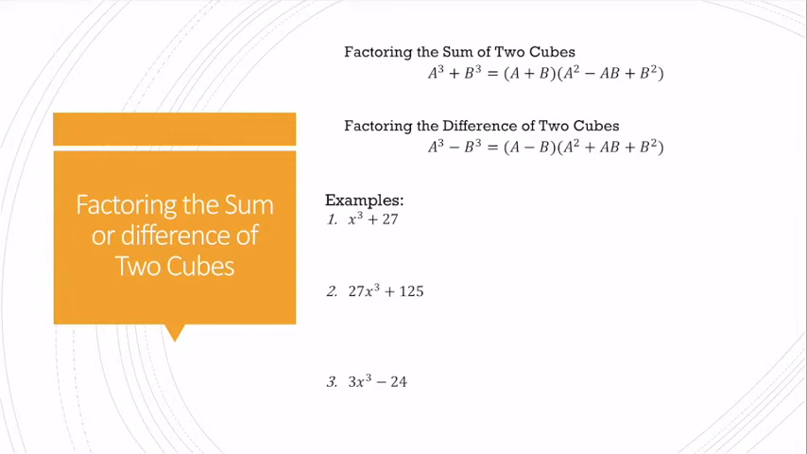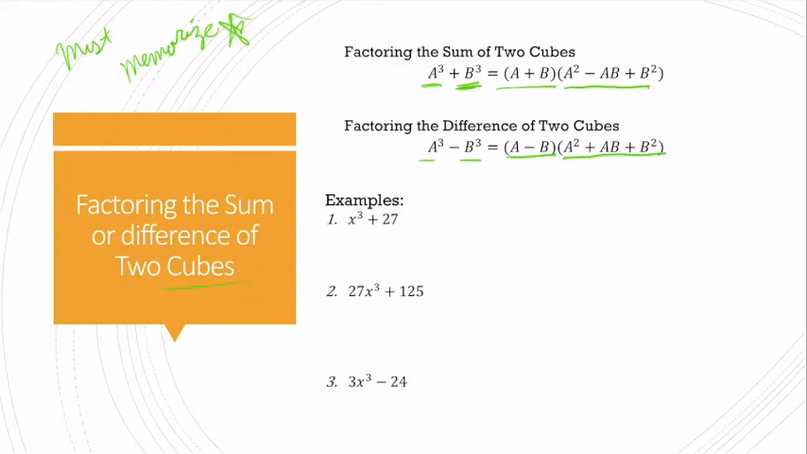This is the only special factoring rule that you have to memorize. You must memorize this. And what this is, this is factoring the sum and difference of two cubes. Remember, cubic equations are degree 3. So if I have the sum of two cubes or the difference of two cubes, the sum of two cubes factors into a plus b times a squared minus ab plus b squared. And the difference of cubes factors into a minus b times a squared plus ab plus b squared.